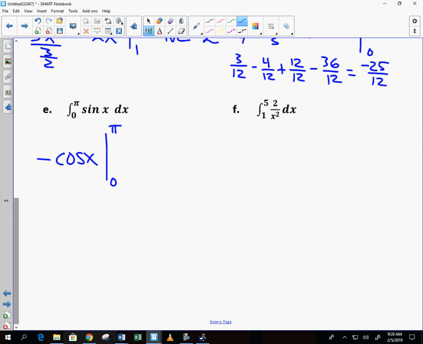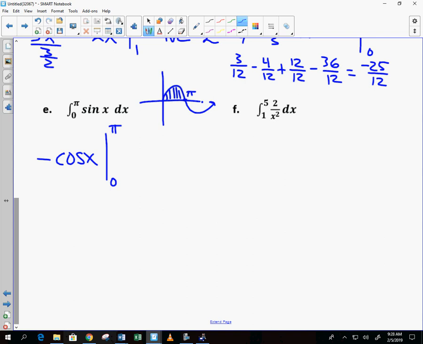Let's think about the sine graph so we can have a little appreciation. Where does sine start? It's at the middle, and it goes like that, right? And this spot right here is pi. So we're looking at that area right there. So we should get a positive value.